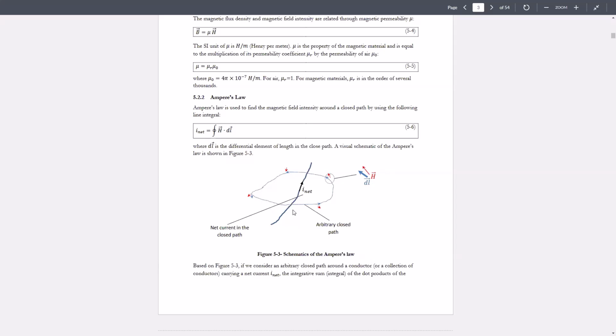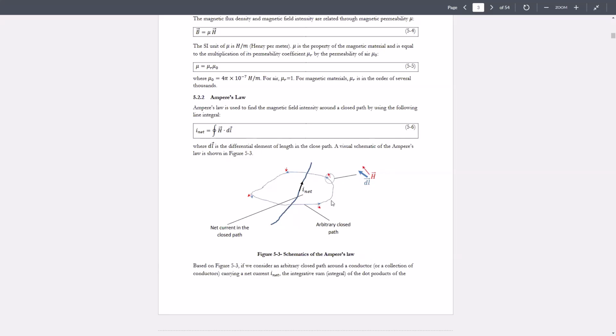It means that you assume an arbitrary closed path around that conductor. It doesn't have to have a certain shape. It doesn't have to be a circle. It could be any shape that you want. Now, since this I net is producing a magnetic field, at each point on that closed path there should be a certain magnetic field and a certain magnetic field intensity of H.